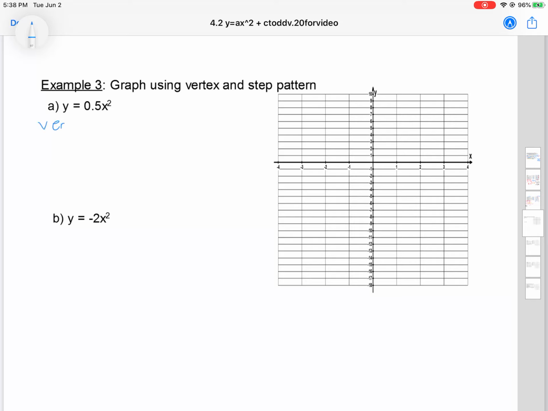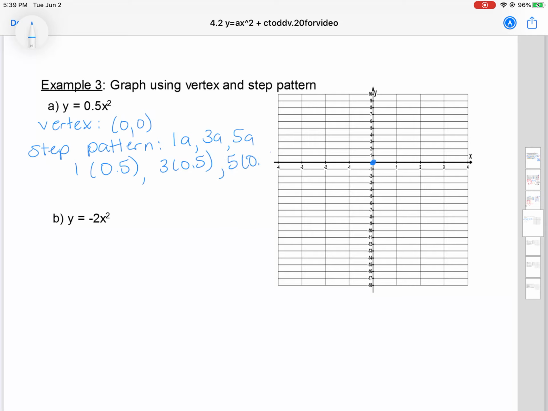So what I recommend you do, you write down what the vertex is, and we still have the base parabola vertex of 0, 0. That's going to be our first point. And then we're going to do the step pattern. And I would show your work. Like I said, usually we don't get up to 7, and that's fine. Okay, 1, 3, 5. So 1 times 0.5, 3 times 0.5, and 5 times 0.5, which is 0.5, 1.5, and 2.5. Okay, so start at 0, 0, go over 1, up a half.